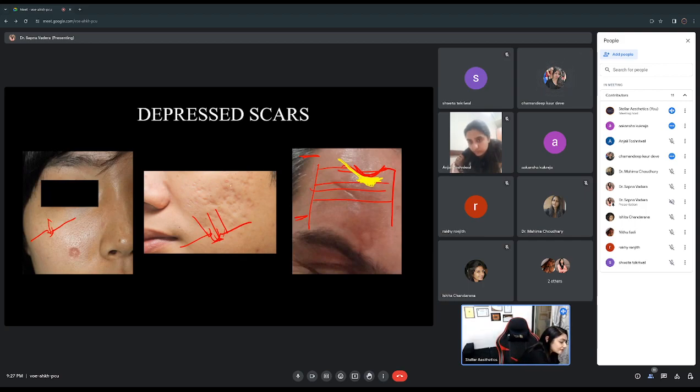Now acne scars are also depressed scars, right? Acne scars are different from acne marks. Scars are where pitted scars are there after the acne has healed. The pits in the skin, a little larger than open pores. That's acne scar. Okay? Got it? Any confusion, anyone?